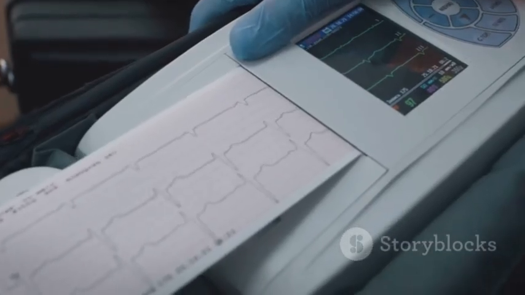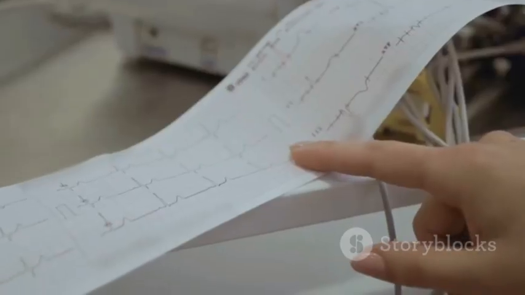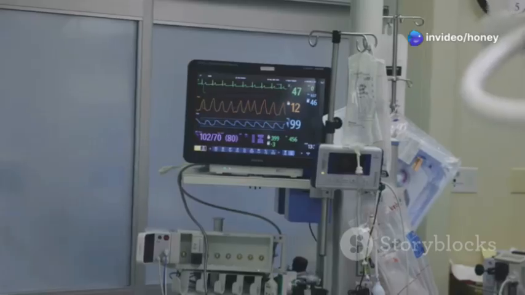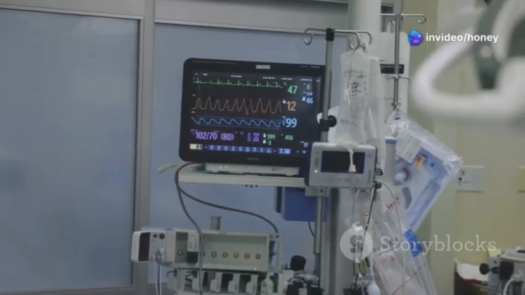Next up, ventricular tachycardia, or VTach. This one looks like a series of wide, bizarre QRS complexes. It's the heart racing out of control, and it can be a medical emergency. Imagine your heart is a car stuck in overdrive. It's not sustainable for long.